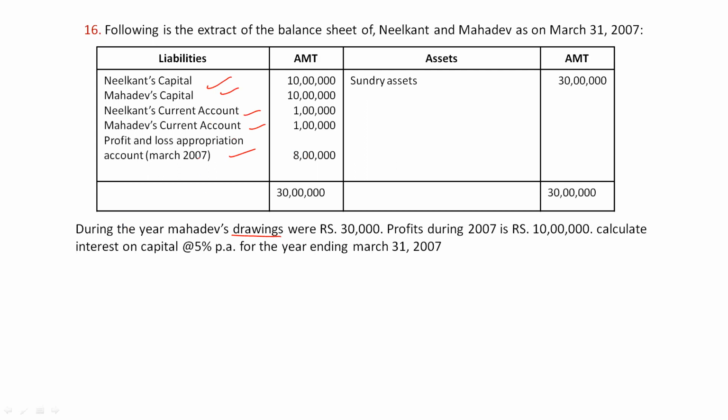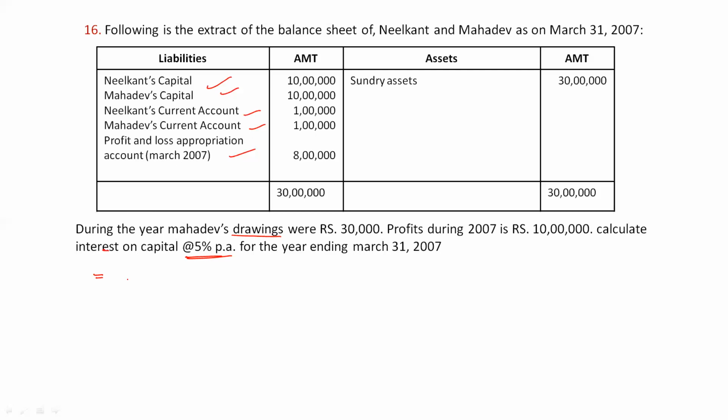So remember one thing, when we have current account balances, it means that the firm is following fixed capital method for preparing partners' capital account. So in this case, it's very easy to find out interest on capital, because interest on capital will always be charged on the fixed capital itself, only on the fixed capital. Now these current account balances, profits, drawings won't affect the interest on capital, right? Along with the capitals, we have the rate of interest on capital, that is 5% per annum. So it's very simple now.